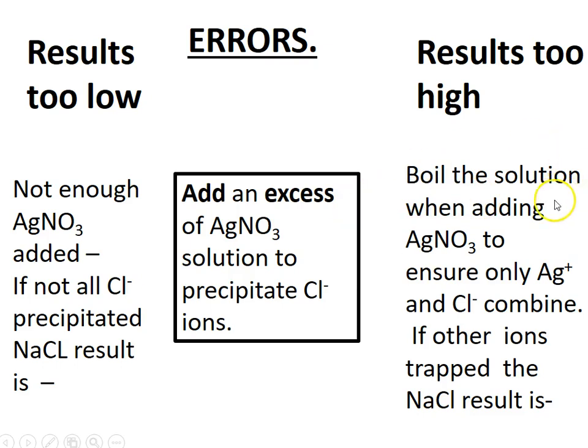The boiling I was talking about before: if you didn't do the boiling to help break up your silver chloride combination so that any other ions that were trapped in there were released, then you would have these other ions trapped in there and you would be weighing them, and so the silver chloride would be too heavy.